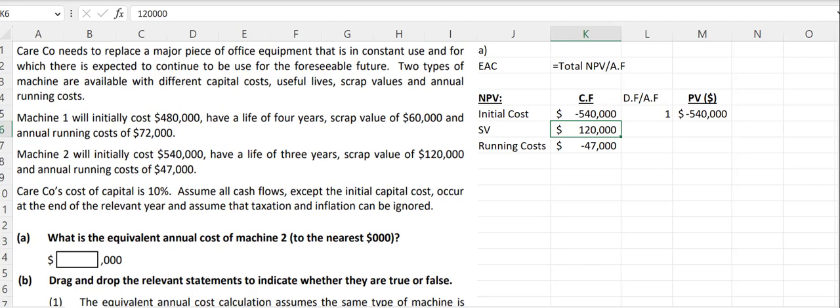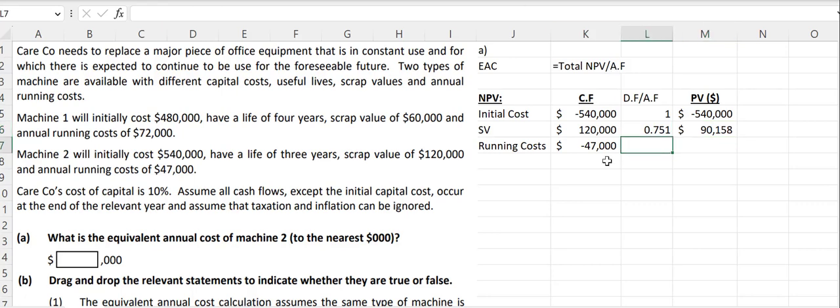Scrap value is going to be received after the end of 3 years, so we need a 3 year discount factor, and the formula is 1 plus the discount rate, which is 10% in this case, raised to the power minus 3, as the life of the asset is 3 years. So here we go, we've got the discount factor, and we just need to multiply to find out the present value. So the present value of the scrap value is 90,158.